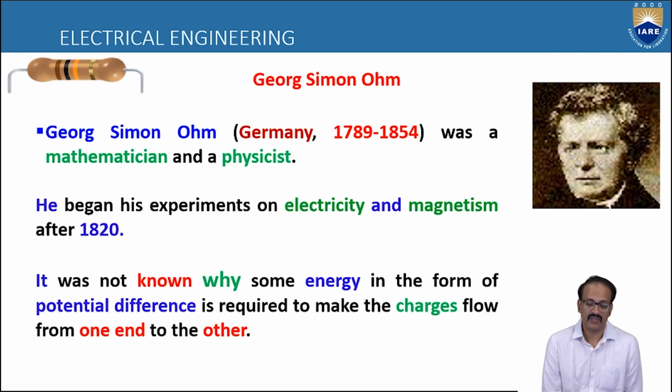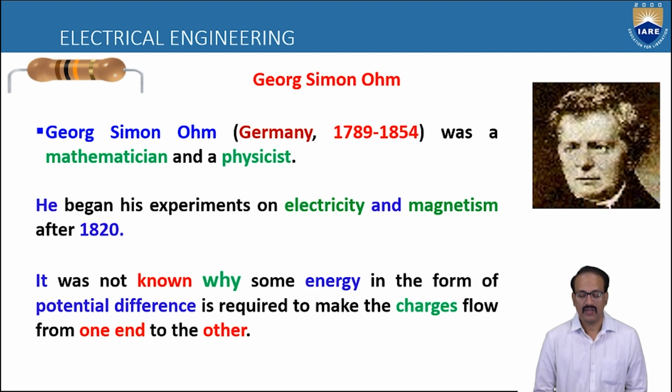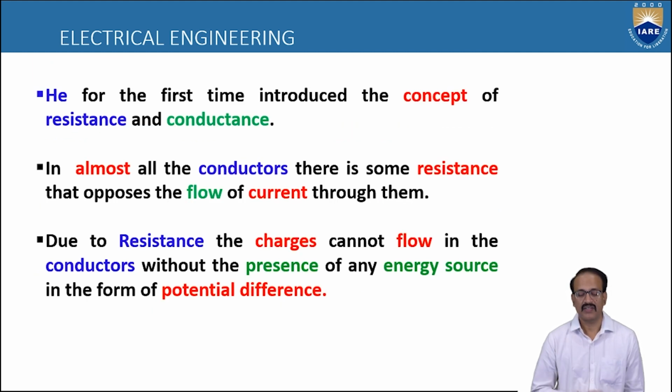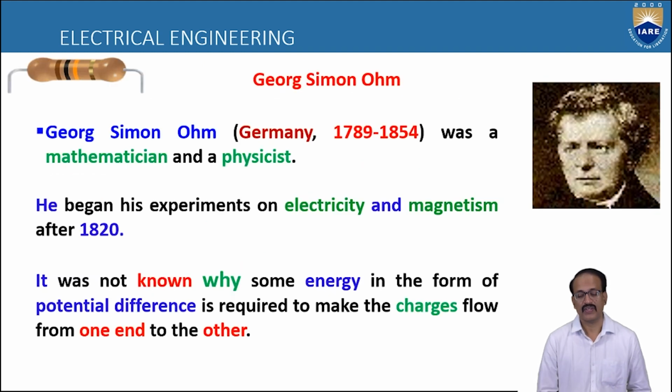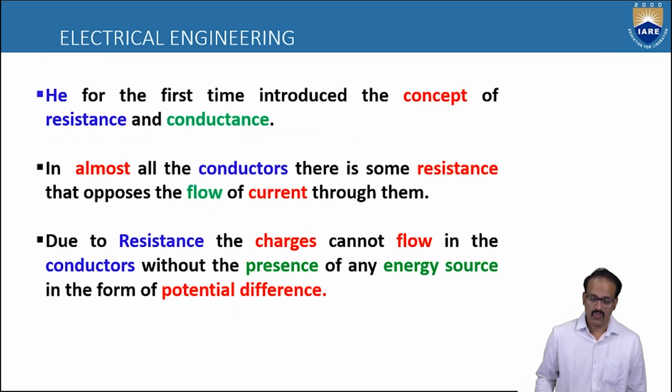Next, George Simon Ohm. This is the person who found that, earlier, everybody knew that electrons are moving in a conductor, but why some force is needed to move them. So he is the person who found that there is some resistance. So to overcome that resistance, we need an external source. So that's why he was able to find why voltage or potential is needed to move the electrons. So on his name only, the current unit is named after Ampere, and on the name of George Simon Ohm, the unit ohm.